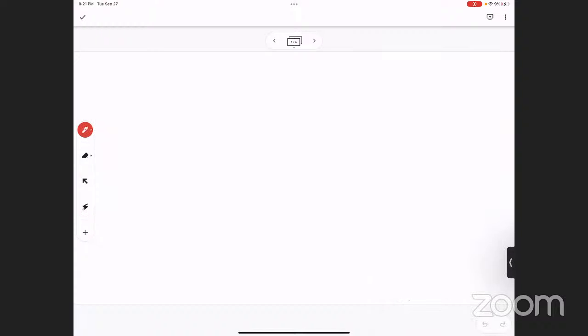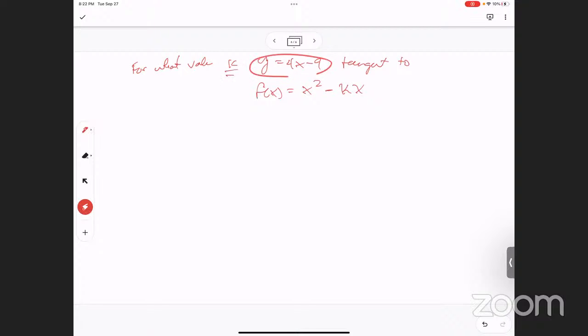Okay, so this is a question off of my homework. It says, for what values of k is the line y equals 4x minus 9 tangent to the graph of f of x equals x squared minus kx? Okay, so for what values of k is this line tangent to this?